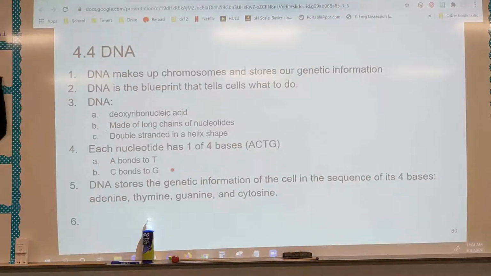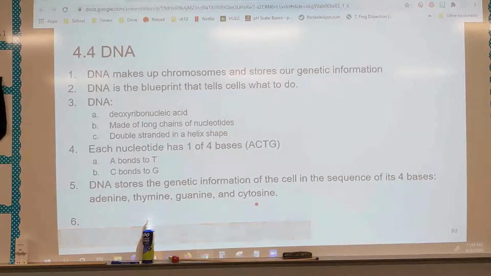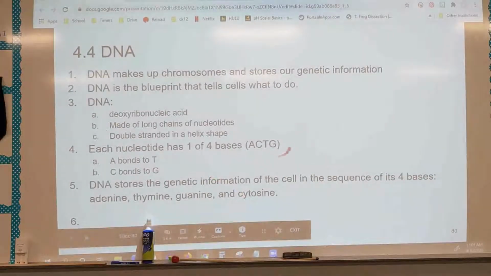In DNA, there are 4 bases: adenine, thymine, cytosine, guanine. A always bonds to T, and C always bonds to G. In RNA, the thymine gets replaced with uracil, but more on that later. All right, so we good here?